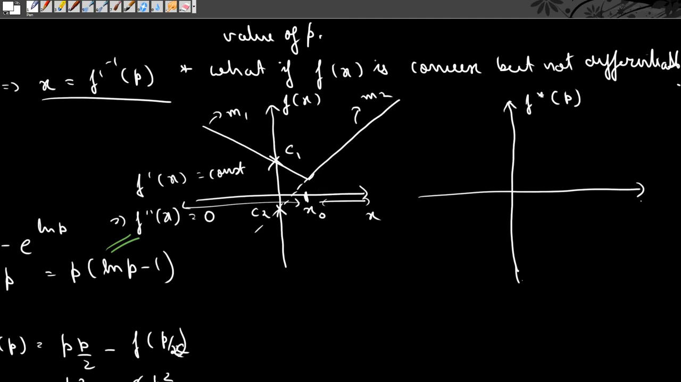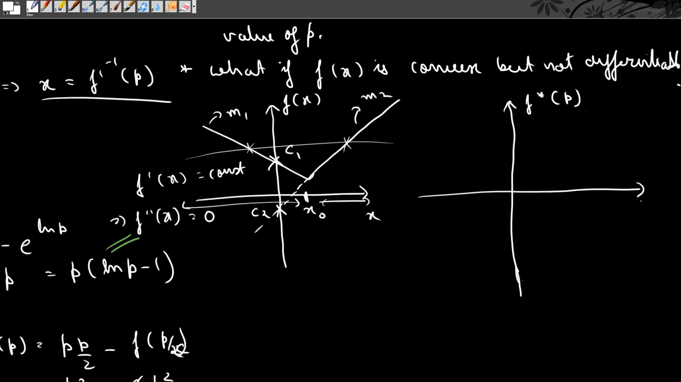But this is still a convex function, because if I draw any line such that it intersects two points of the curve, it always lies above the curve. So this is a convex function, but its second derivative is equal to 0 everywhere except at x naught, because at x naught the derivative itself is not defined. So how do we find the Legendre transform for such a function? Or how will it look?